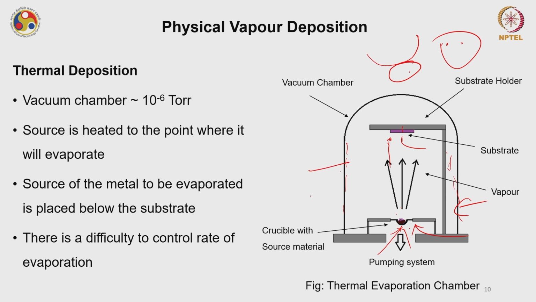Sometimes this chamber may have something like this: a transparent area through which you can see whether the deposition is going on or not. Sometimes you will find that this transparent area also becomes opaque when the deposition is happening, because you do not have projectile control in this particular process. This metal particle can go and deposit on the side wall also. So in this process there is difficulty in controlling the rate of evaporation.